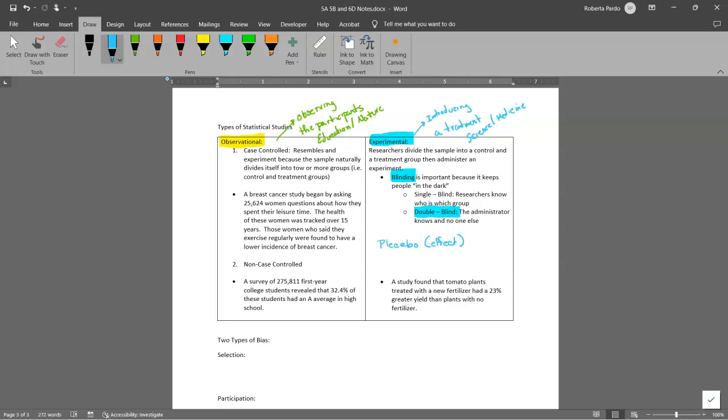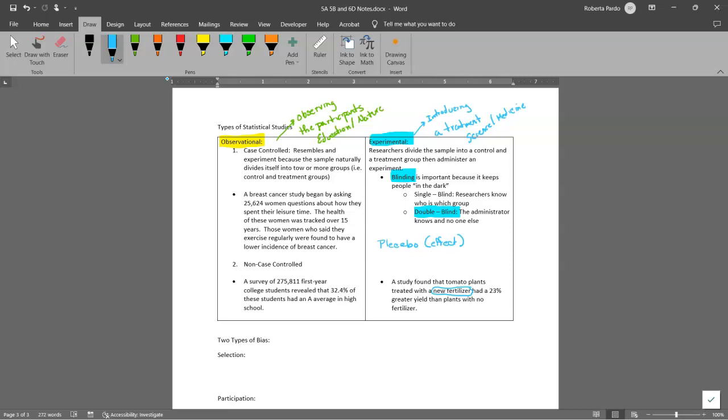Another example of an experimental study is a study looking at tomato plants treated with a new fertilizer. So they have introduced a fertilizer. Now, tomato plants really don't have emotion, so you probably could do this as a single blind, so the researchers know which plants are getting which fertilization. But if it was anything other than plants, it's most generally good to have a double blind study so nobody really knows who's in which groups.